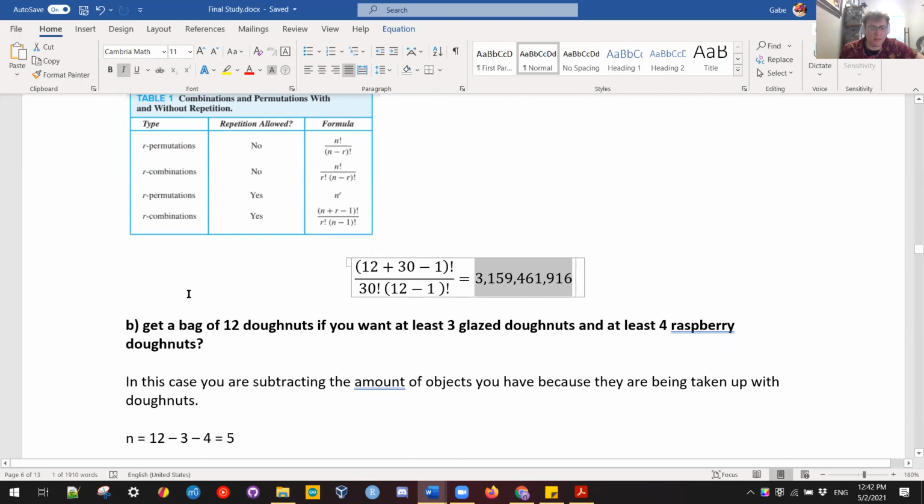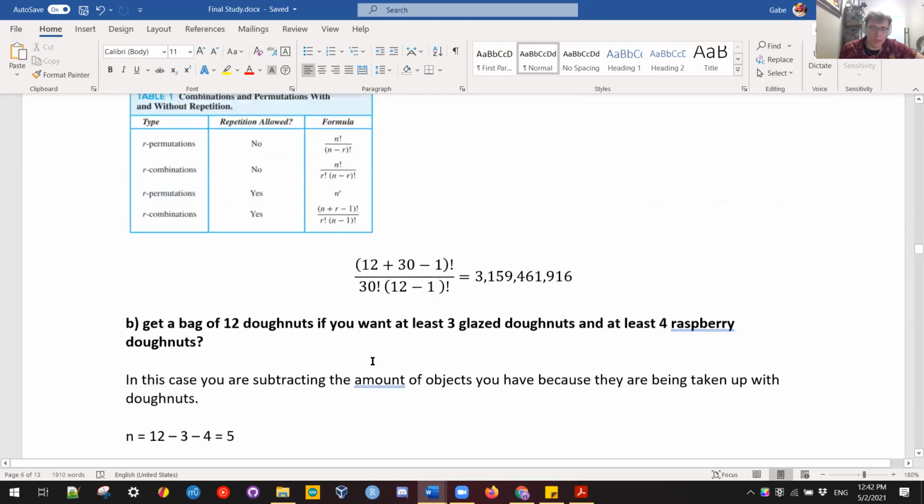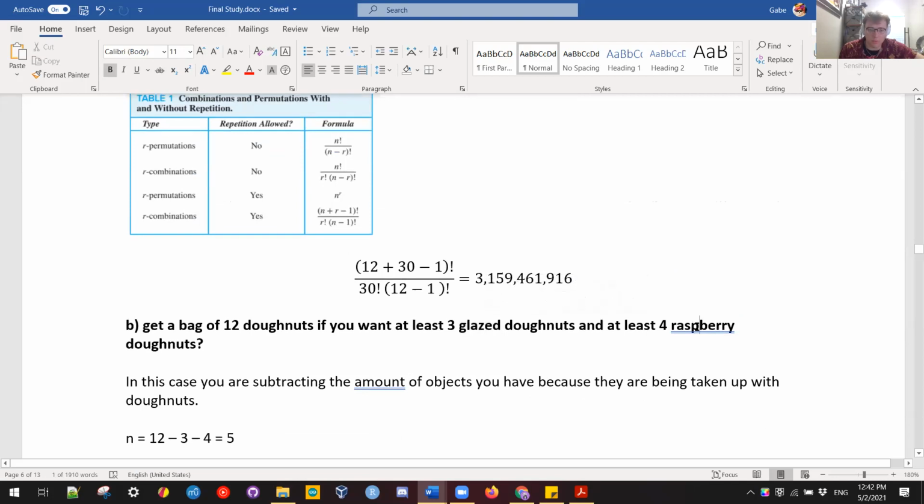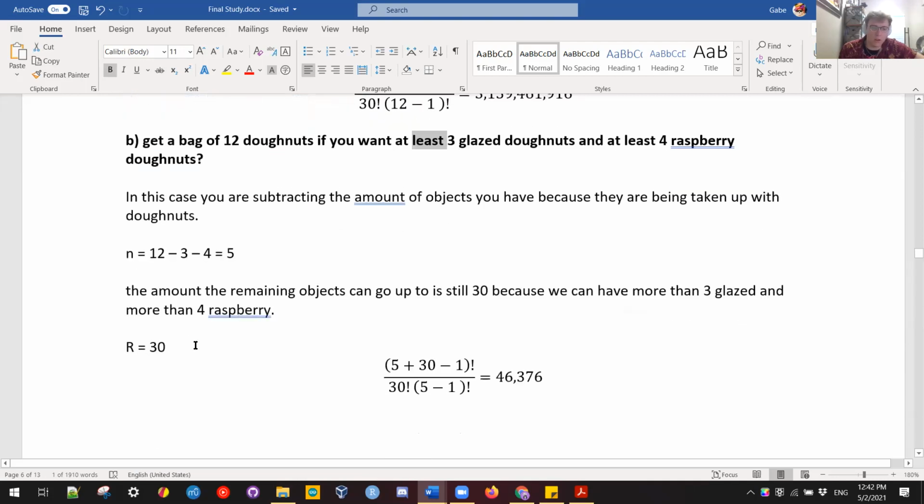And then get a bag of 12 donuts if you want at least 3 glazed donuts and at least 4 raspberry. So if you're doing at least, then you're taking away from n, but you're not taking away from r, because you already chose your 3 and your 4 donuts. So you have n equals 5. You have 5 donuts left that you could choose from. But you could always go back up and choose the glazed again, or the raspberry, because it's only at least, so you could choose more. So you keep r at 30, because you still have the option of choosing the glazed and the raspberry.